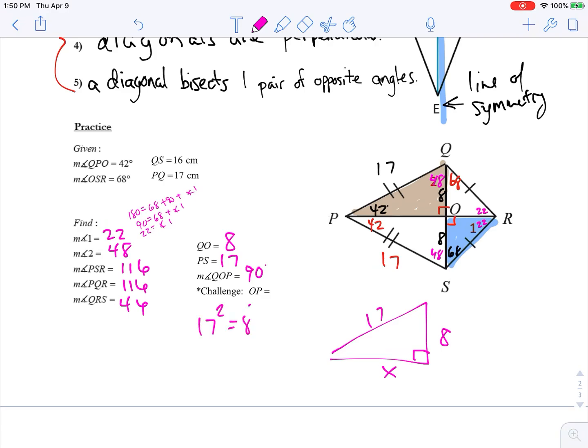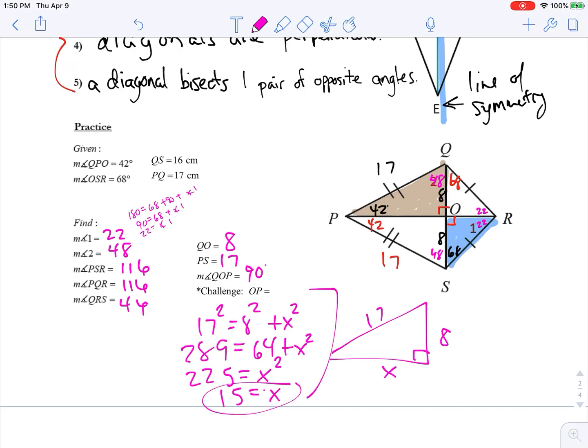So 17 is the hypotenuse. That equals 8 squared plus x squared. Let me get my calculator on my phone. Let me find that. 1 second. There it is. So 17 squared is 289. 8 squared we know is 64. Subtract 64. And I get 225. Ooh, this is a perfect square. And if I square root both sides, I get 15. And that is OP. There we go.